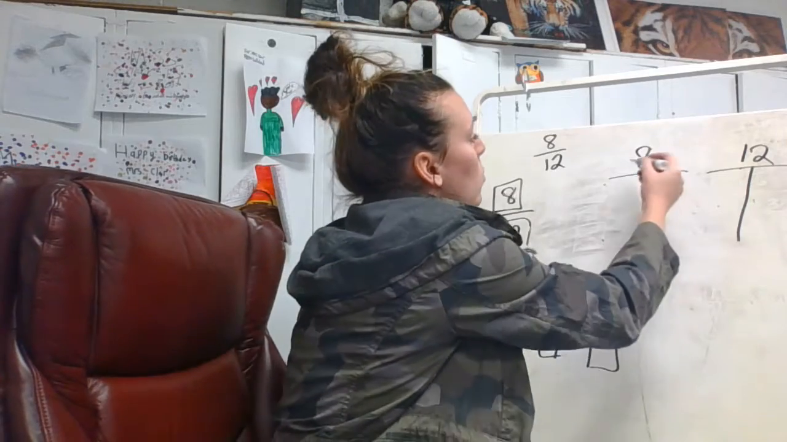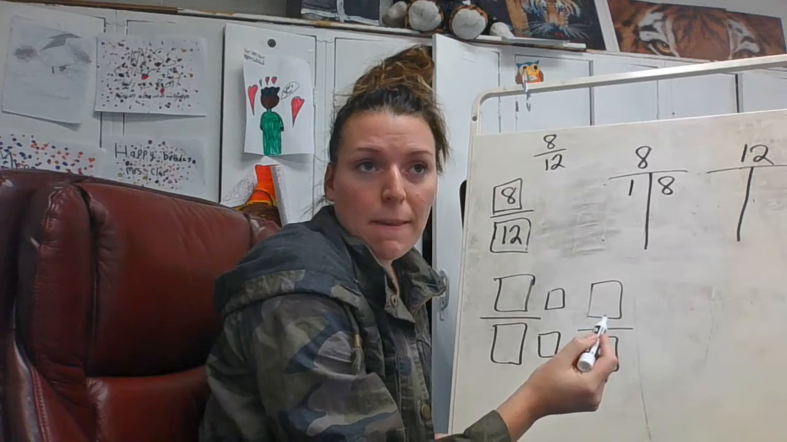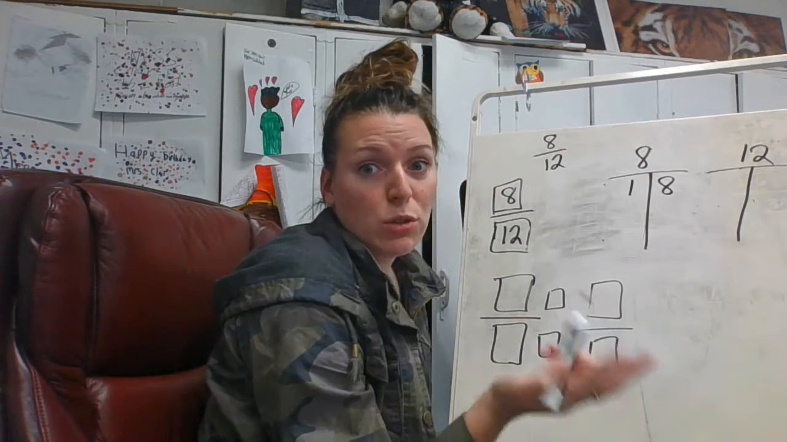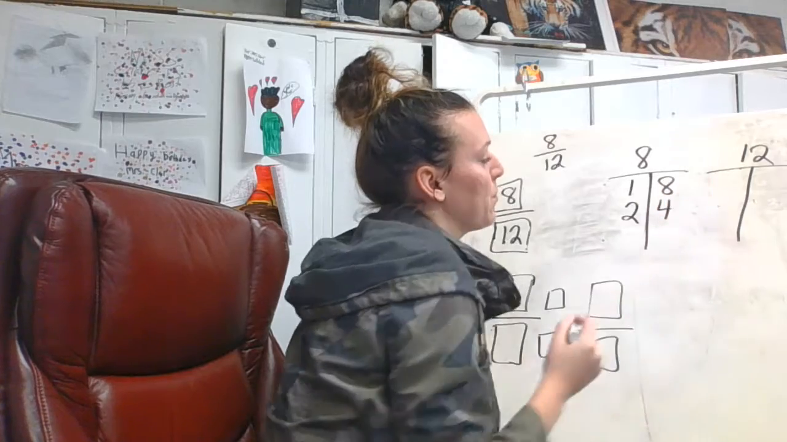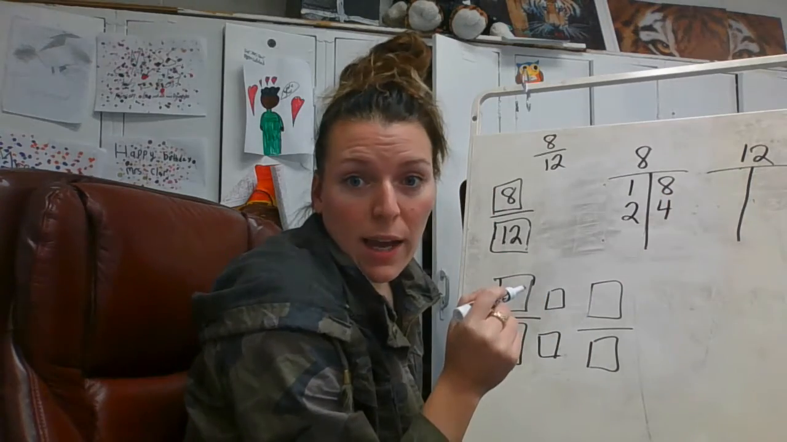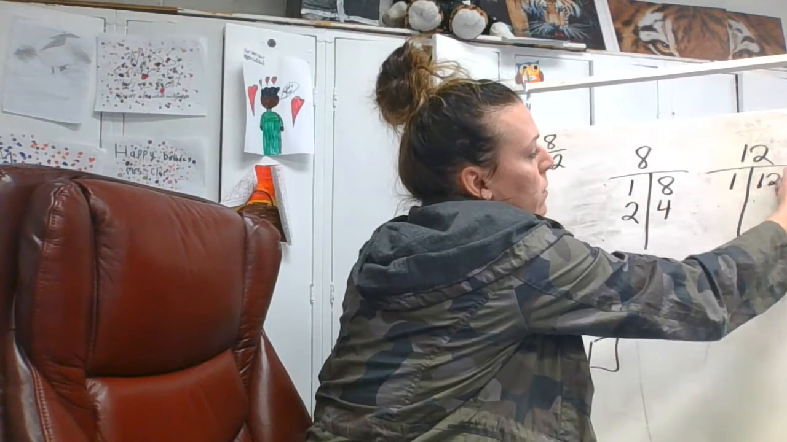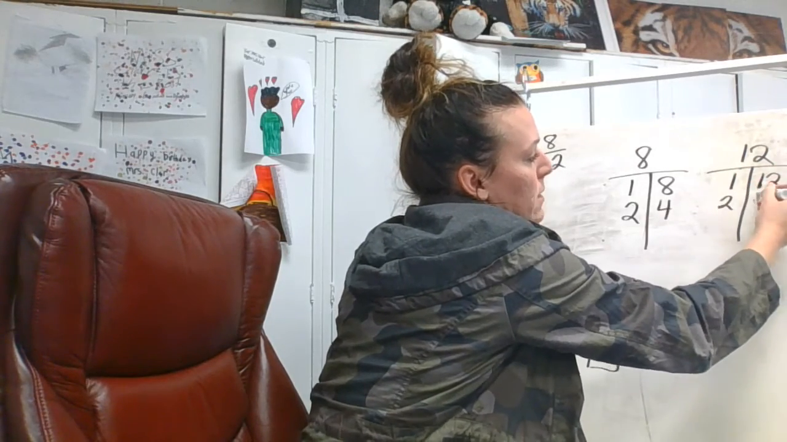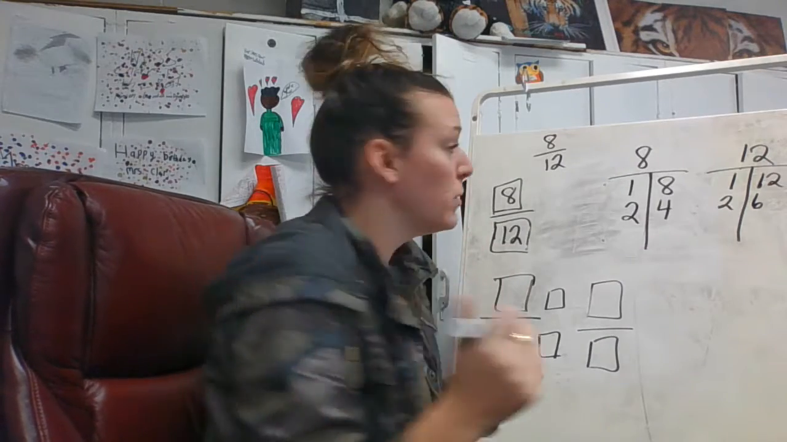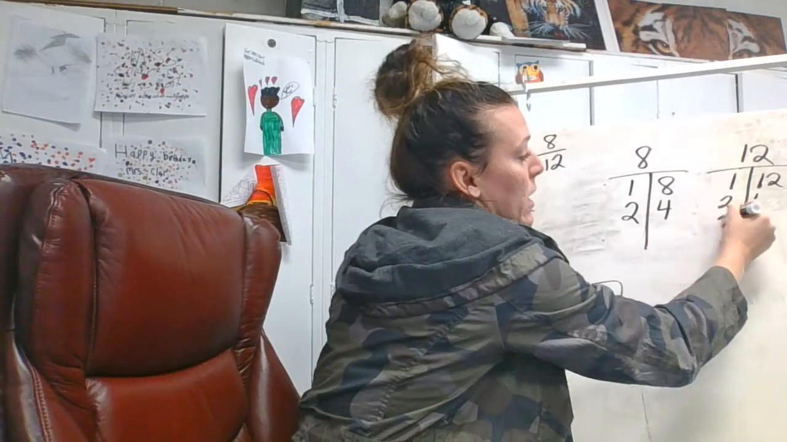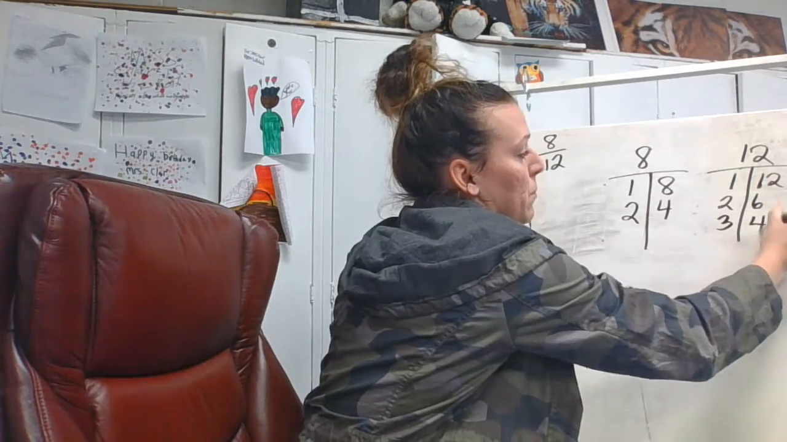So we've got 1 times 8 is 8. What else times 8 is 8? So we can count by twos, 2, 4, 6, 8. So 2 and 4, and that's all for our 8s. Okay, now we can do the 12s. 1 and 12, 2 and 6, because 2, 4, 6, 8, 10, 12. And then we've got 3 times 4, because 3, 6, 9, 12.